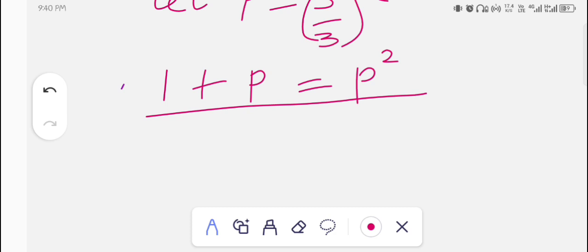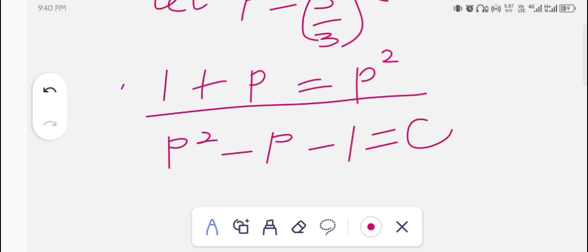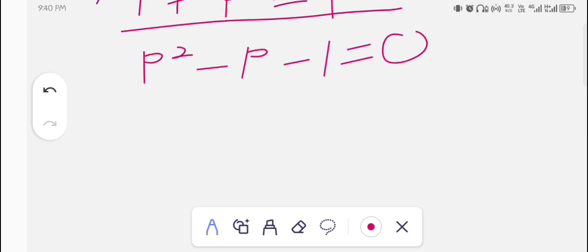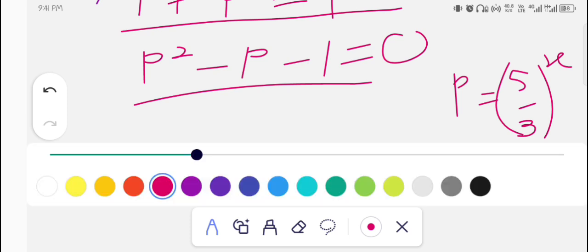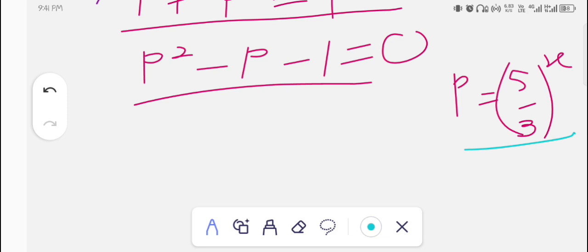Which we can rearrange to have p squared minus p minus 1 to be equal to 0. So this is a quadratic equation here. So what does this mean now? We should find out the value of p in this quadratic equation and compare it with p equal to 5 upon 3 to the power of x. So after getting the value of p, we substitute in this equation to get the value of x. So let us get the value of p here now.